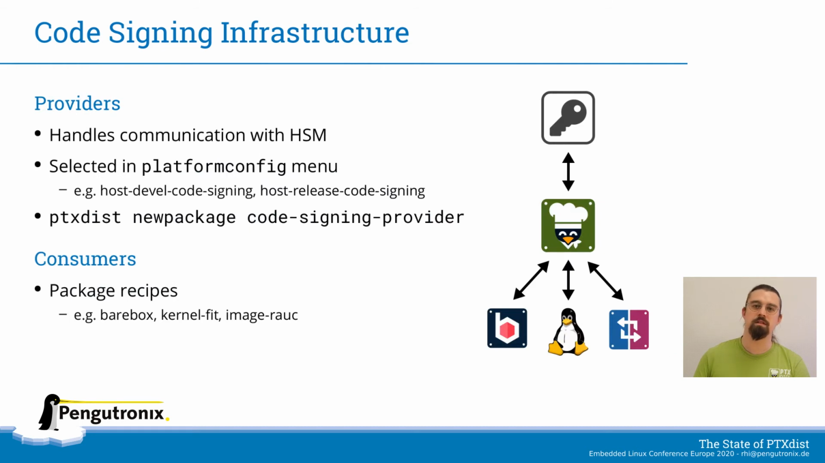And PTXdist splits this in two steps. We have providers and consumers. And the providers are really about talking to the HSM. I don't know, in the case of SoftHSM, select the right keys from the right locations in your BSP, or in the case of NitroKey, prompt you to insert a NitroKey, something like this. And you can select different providers in the platform config menu. For example, you have a provider for your development keys and a provider for your release keys.